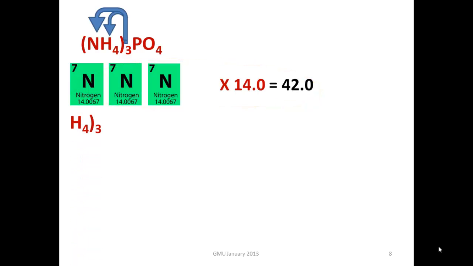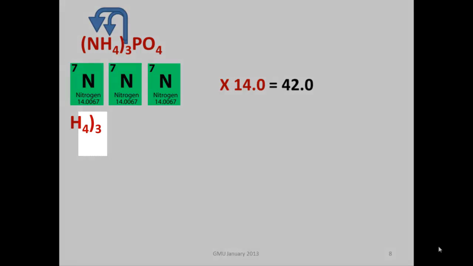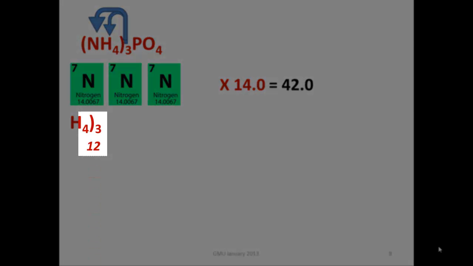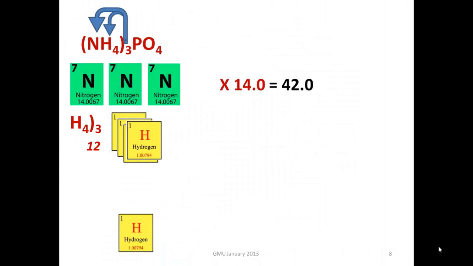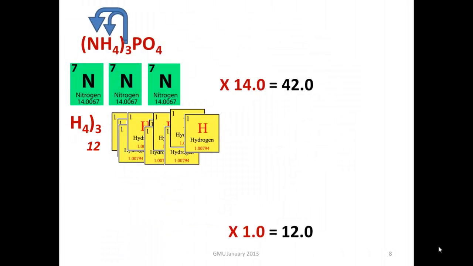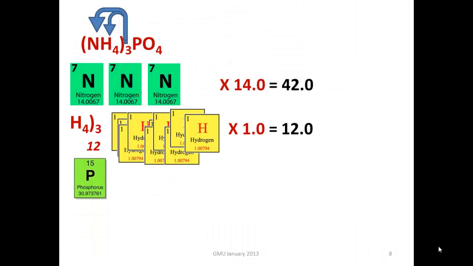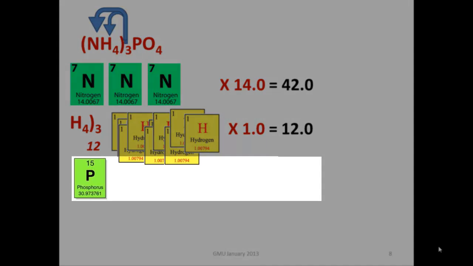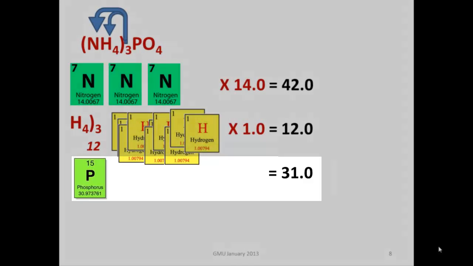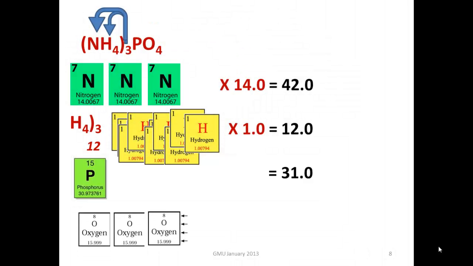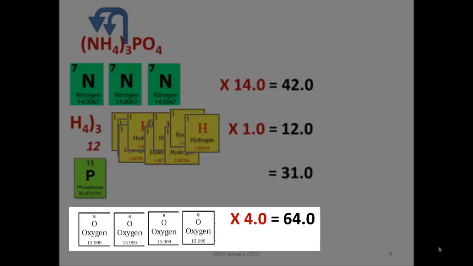Next, let's take a look at the H's. Well, when the 3 distributes to the H with a 4, you multiply 3 times 4, and it tells you you have 12 H's. That's a lot of H's. 12 times 1 is 12, so the H accounts for 12 grams. Next, we have phosphorus, and there's only one. Phosphorus has a mass of 31 grams, so we just write 31. And last, we have 4 O's. Each O has a mass of 16 grams, and 16 times 4 is 64.